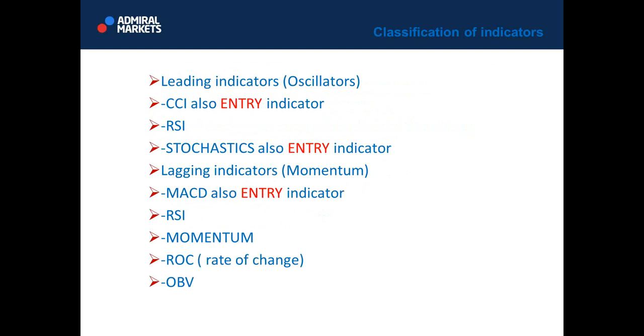So again, classifications of indicators. Listen to this carefully, because this is the truth about indicators. We have leading indicators, lagging indicators, and dynamic support and resistance indicators. A leading indicator can be combined to be an entry indicator. A lagging indicator also can be combined to give us an entry.